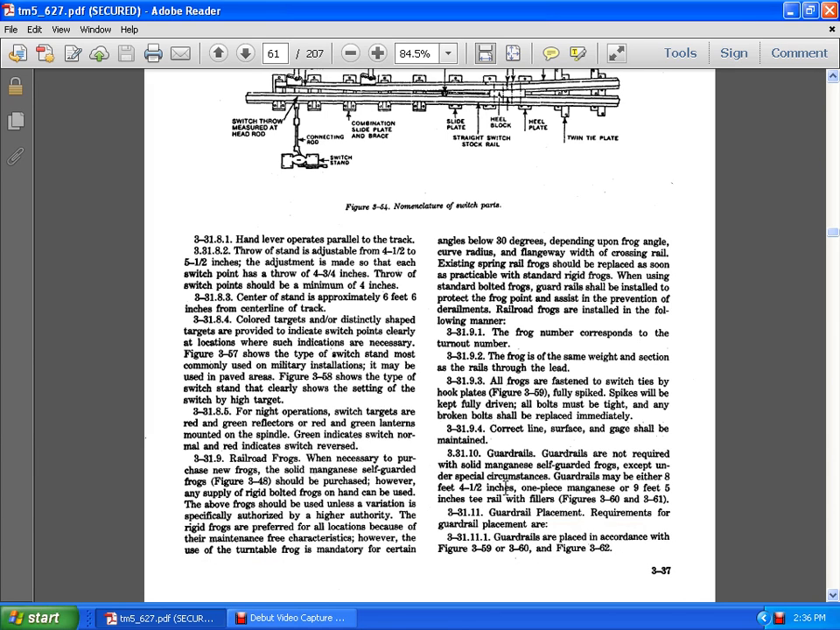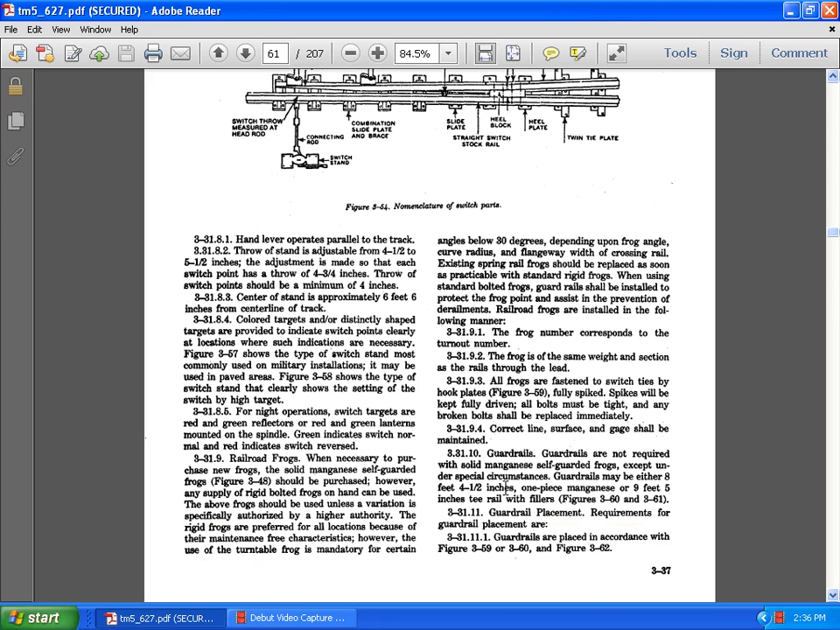Install in the following manner. 3.3.1.9.1 The frog number corresponds to the turnout number. The frog is of the same weight as the section of the rail through the lead. 3.3.1.9.3 All frogs are fastened to switch ties with hooks and then fully spiked. Spikes will be kept fully driven. All bolts must be tight. Any broken bolts should be replaced immediately.